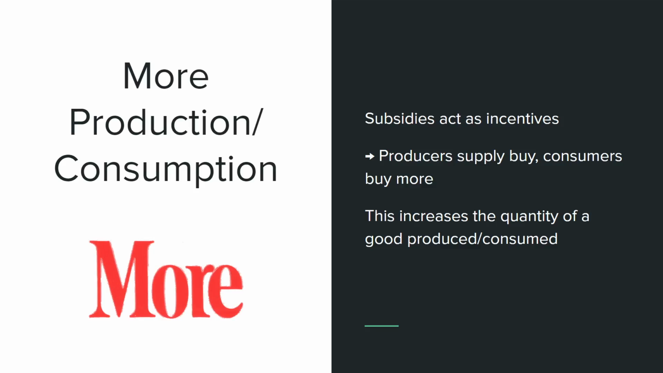We just mentioned that subsidies act as incentives. So producers supply more things that consumers can buy, and consumers then buy more. And this increases the quantity of a good produced and consumed. So very similar to the reasoning of the first point, governments will grant subsidies in order to increase production and consumption of something that is beneficial in society.